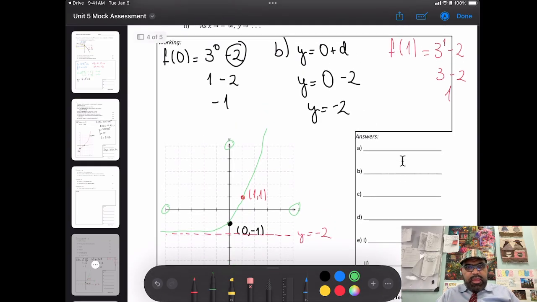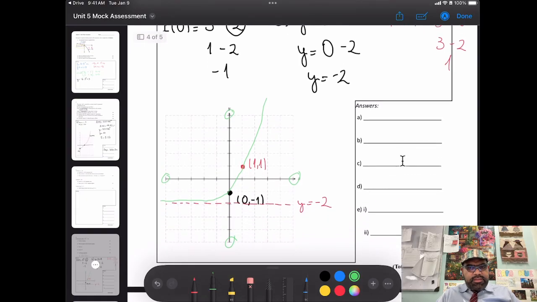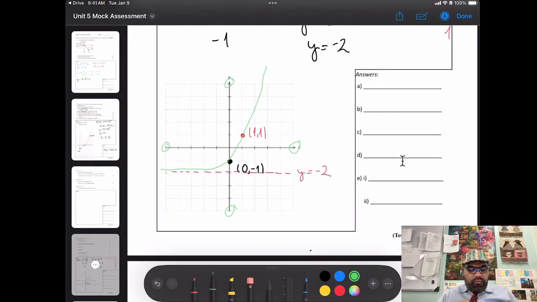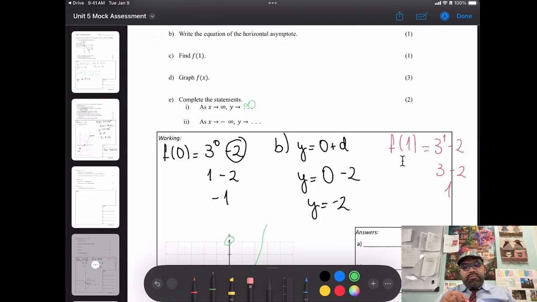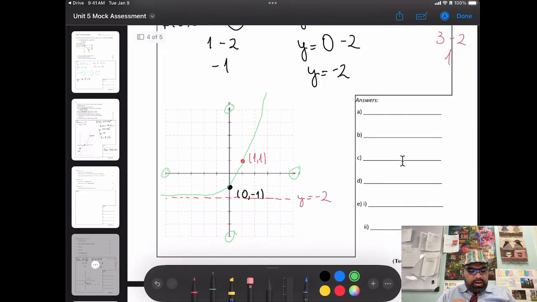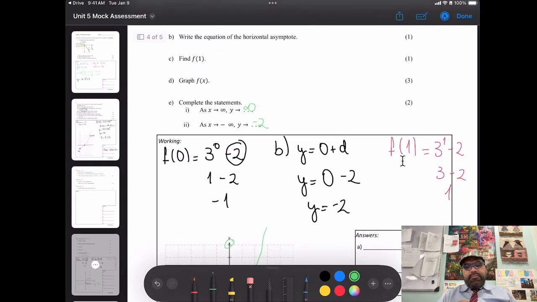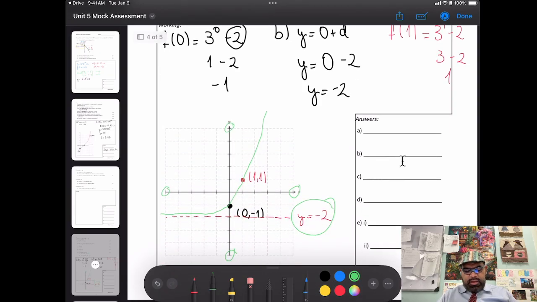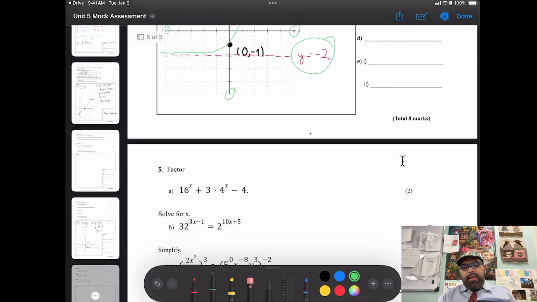E. Complete the statements. As x increases, what happens with y? As x increases, y increases. Y goes to infinity. And the other one, as x decreases, y goes to the asymptote, in our case here negative 2. Just write this thing here in E1 and E2. Great. Done. Let's go to the last question.